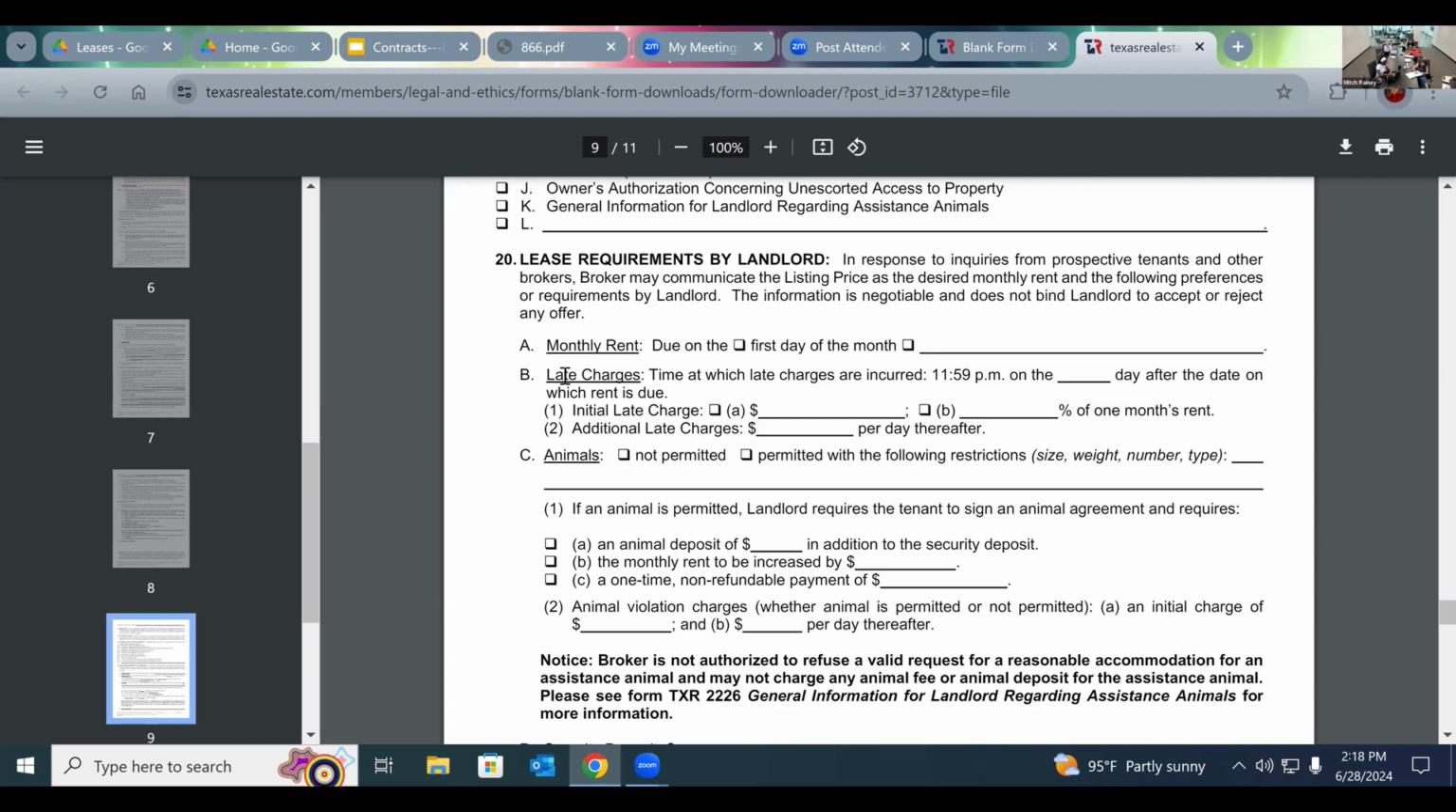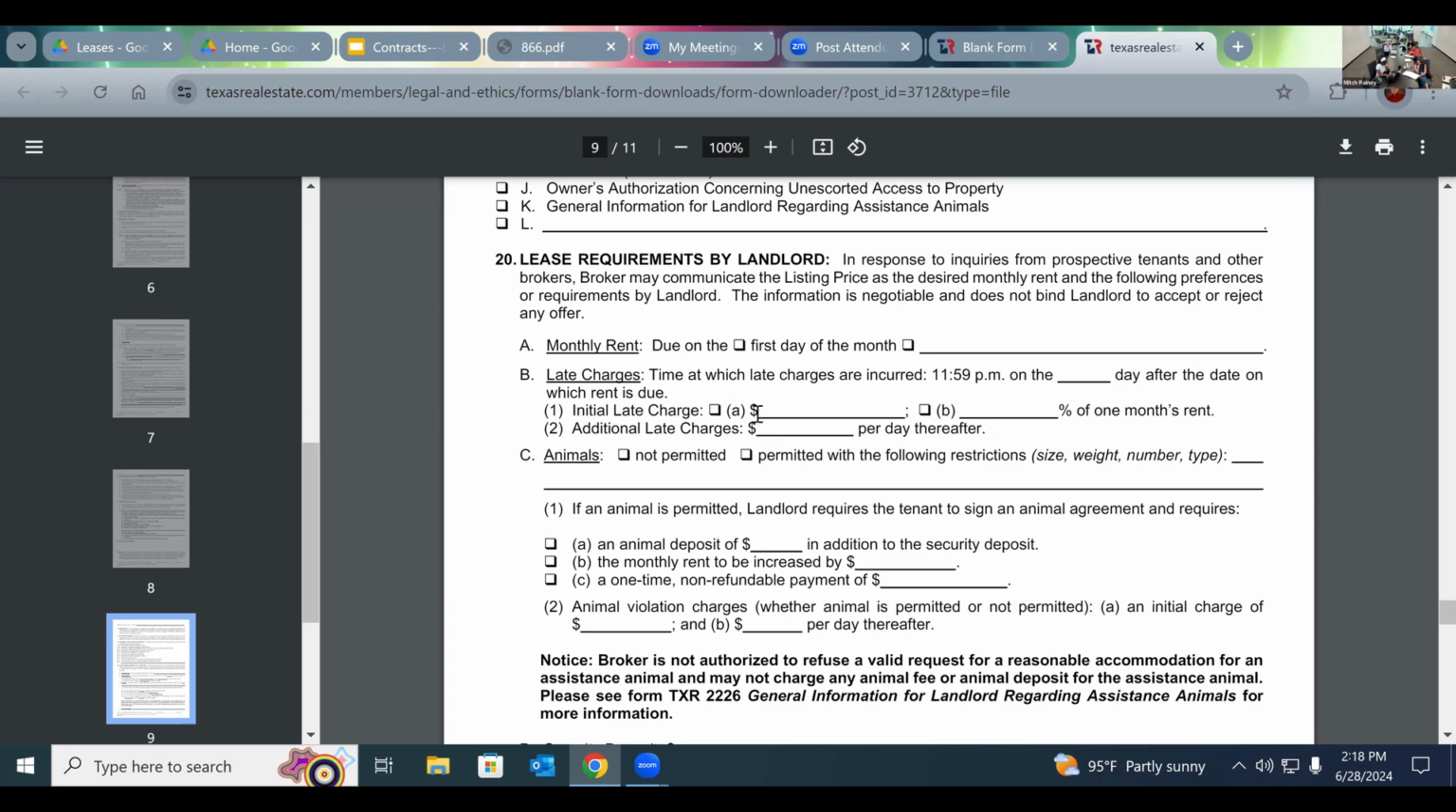It's negotiable. At which time are late charges incurred, at 11:59 on what day? It has to be 24 hours after it's due by law. So if it's due on the first at 11:59, they can't start charging late fees until day 3 that it's actually late. So you may want to put 3 days on there. It's up to them. Again, that is covered in the property code.